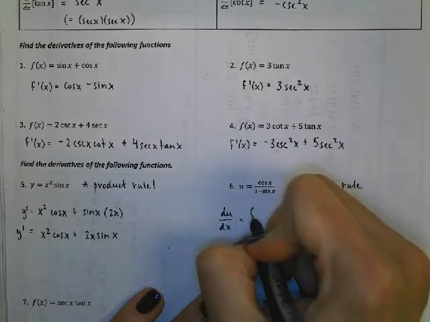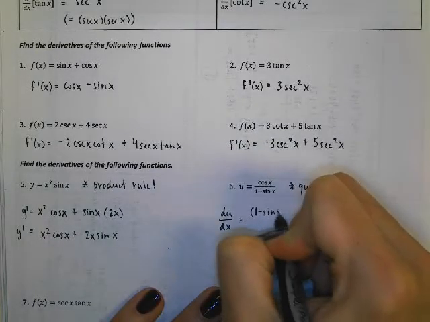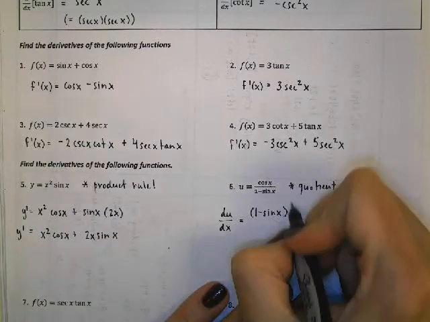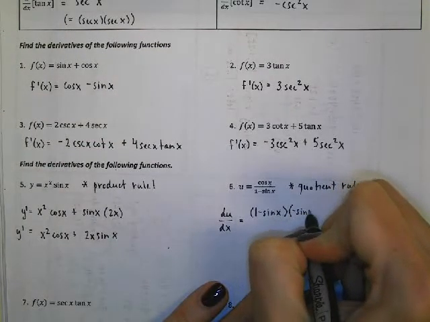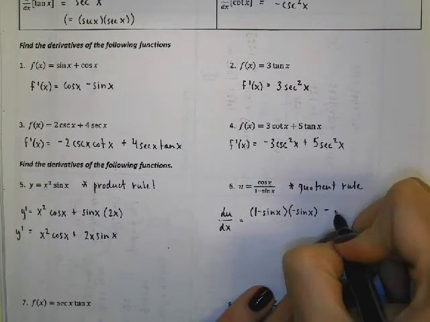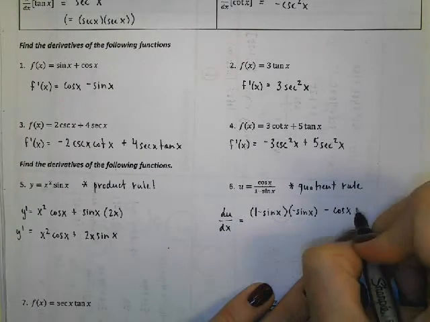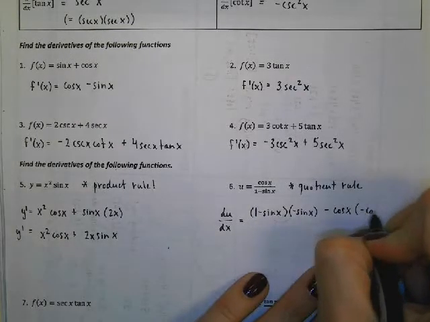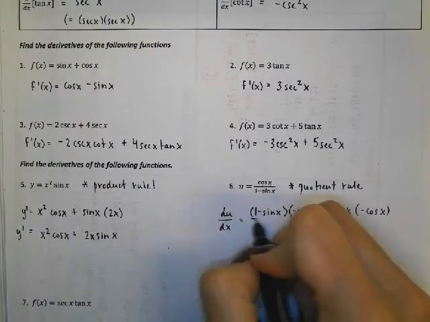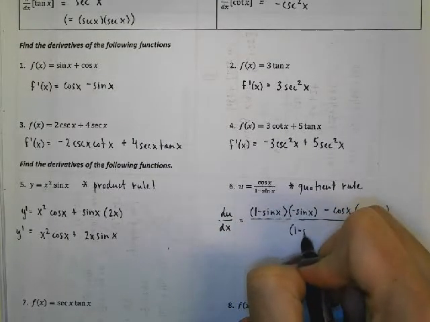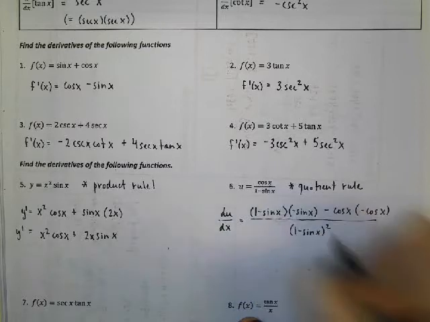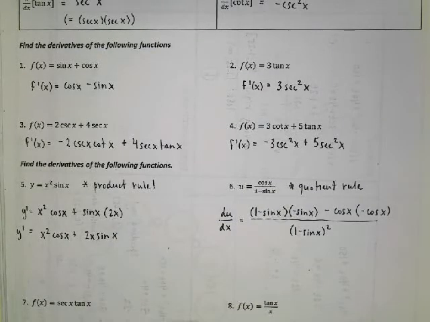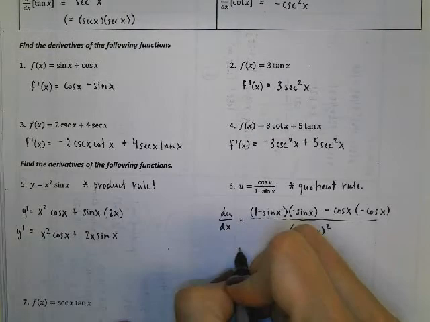So we know that is low d high, so the derivative of cosine x is negative sine x, minus high d low, so the derivative of 1 minus sine x is going to give me a minus cosine of x, all over 1 minus sine of x squared. So I'm going to go ahead and expand my numerator and see if there's anything I can simplify.